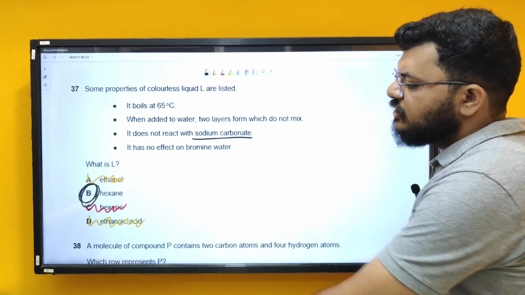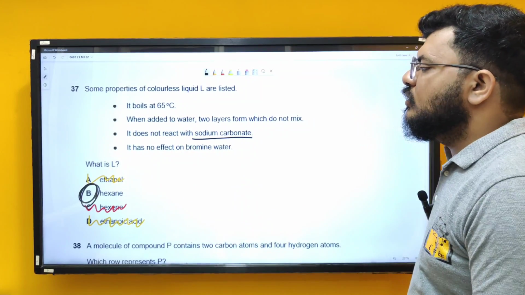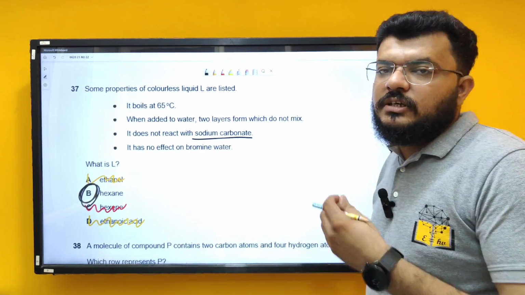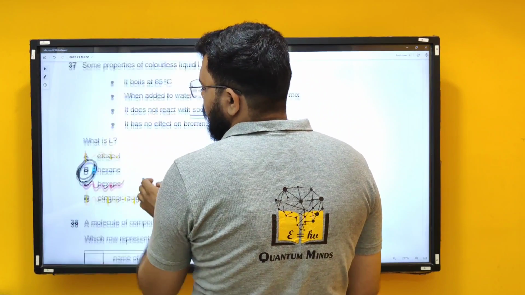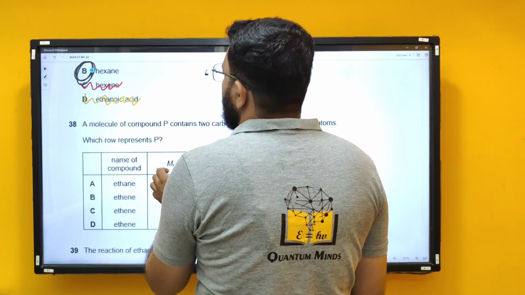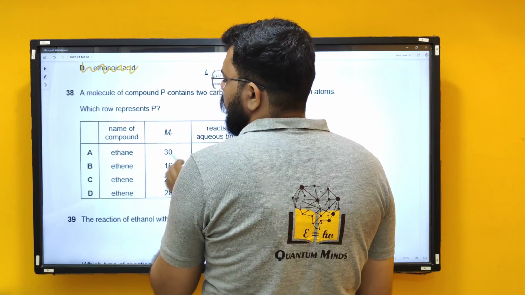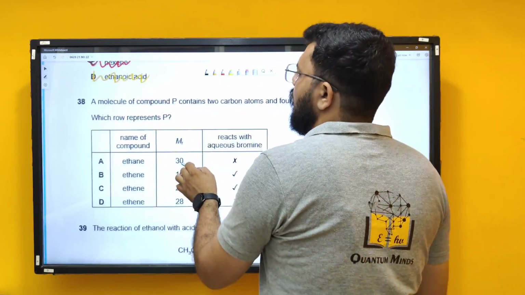It is the least reactive from the list. It has no effect on bromine water because it is an alkane, right? No addition reaction can take place here. So that's your answer. Let's go for option B, it is your correct answer.